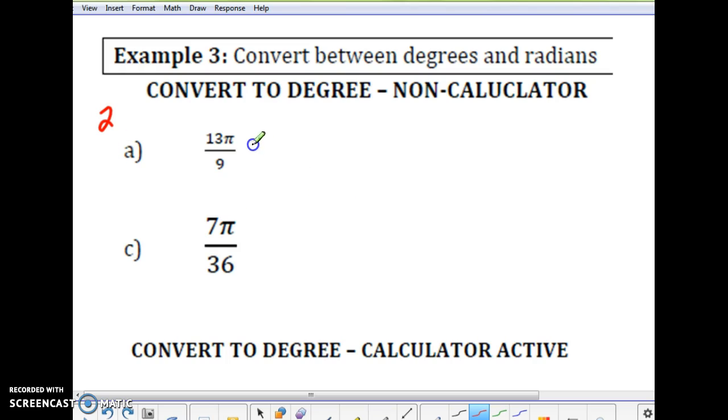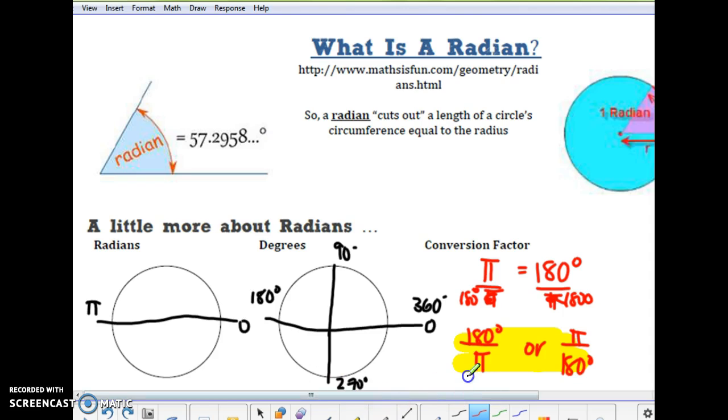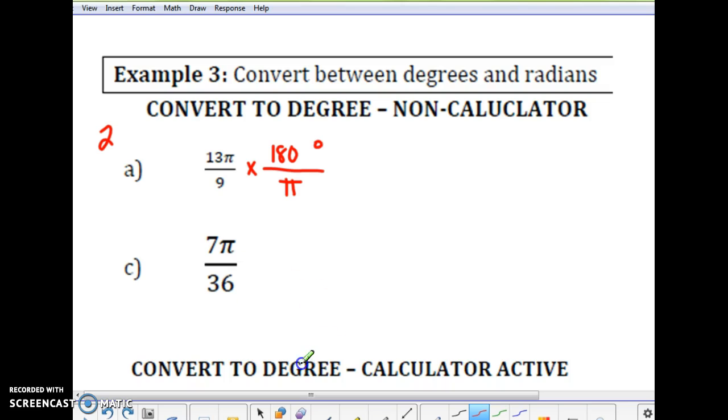I want to convert this into degrees, so what I need to do is have degrees in the top, which means pi goes in the bottom, 180 degrees goes in the top. So if you go back and look, I'm using this conversion factor right here. I want to get it in degrees, so it needs to be in the top. This is non-calculator, so I want you to try to do as much as you can without your calculator. Your pi's cancel, and then we can look at this. I can look at 9 and how many times it goes into 18, which is 2. Bring along your 0. It's going to be 1. 13 times 2 is 26. Bring your 0.